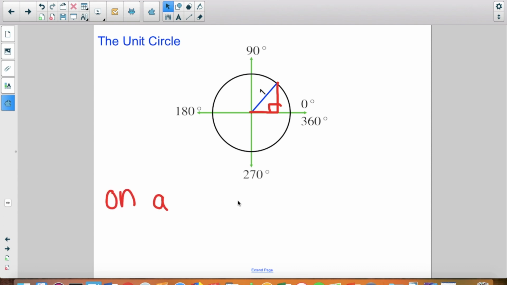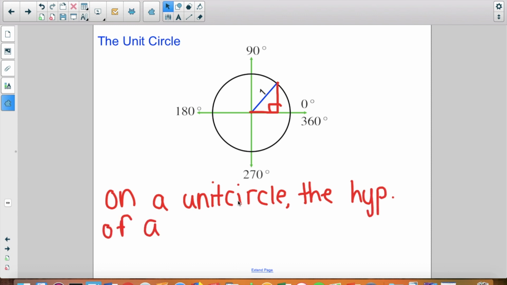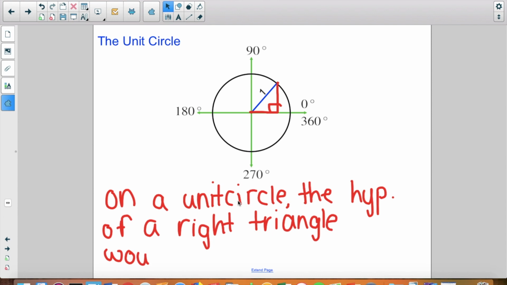So on a unit circle, the hypotenuse of a triangle, well, of a right triangle, would be 1.